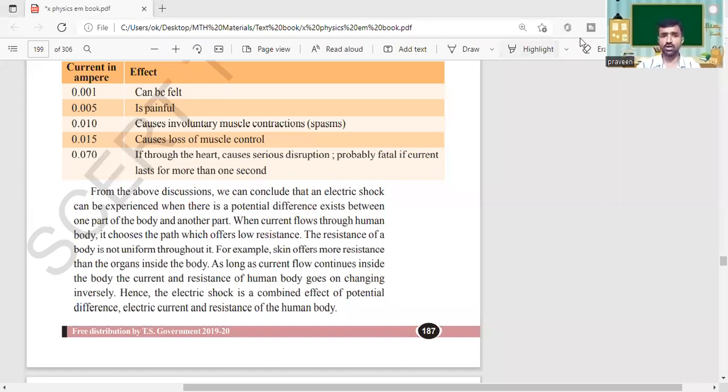Our discussion is about now. Simply, from the table, you are able to conclude that a shock can be experienced when there is a potential difference existing between one part of the body and another part of the body. Without a potential difference, the amount of current passing through your body will not be allowed.